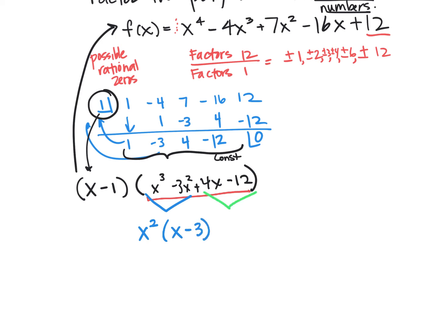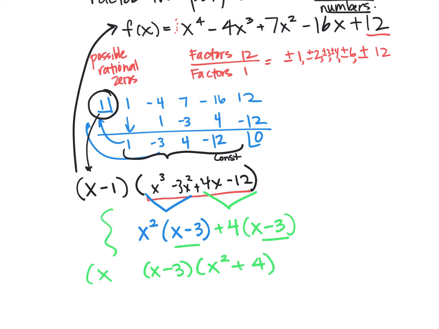For the next 2, they have a 4 in common. I pulled that out, positive 4, and I'm left with x minus 3. Since these factors are matching, we're going to pull that out, and then we'll be left with x squared plus 4. And I'm still going to have that x minus 1 here. So my entire f of x function can be written in that way.